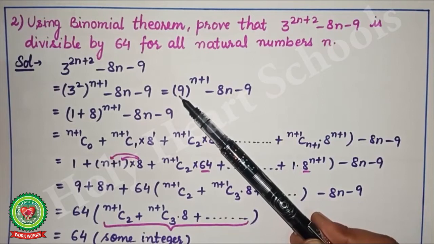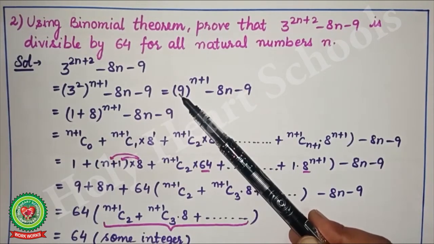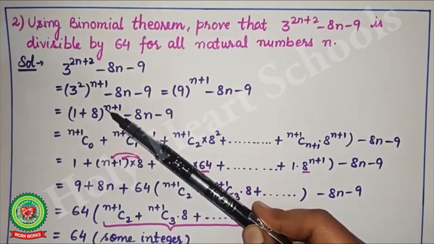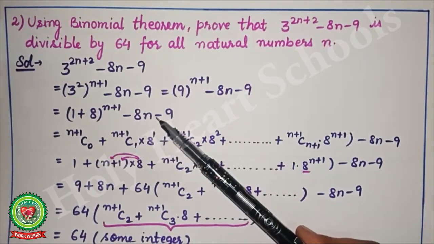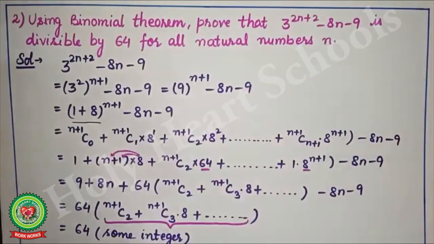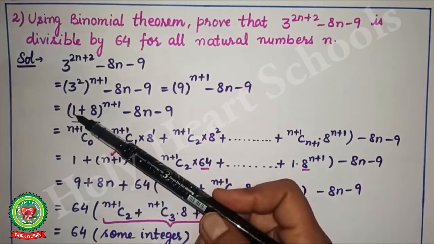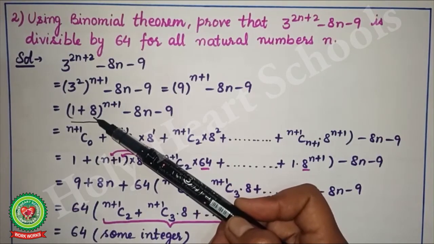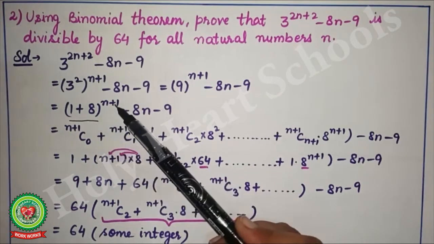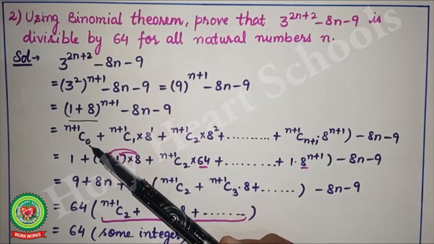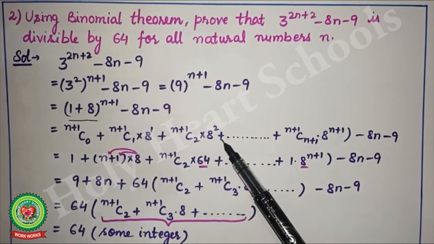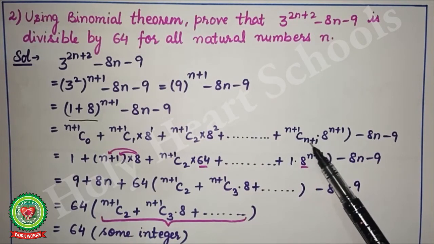Now 9 we have to break into 2 terms. So 9 can be written as 1 plus 8, raised to power n plus 1. Then minus 8n minus 9. Now here we will apply the binomial theorem. A is equal to 1 and B is equal to 8 and power is n plus 1. So start applying the theorem. So here the first term is n plus 1 C naught, plus n plus 1 C1, n plus 1 C2 and so on till n plus 1 C n plus 1.